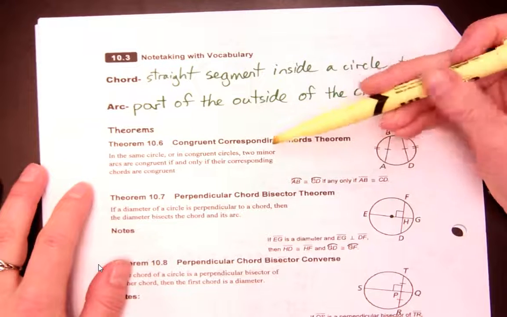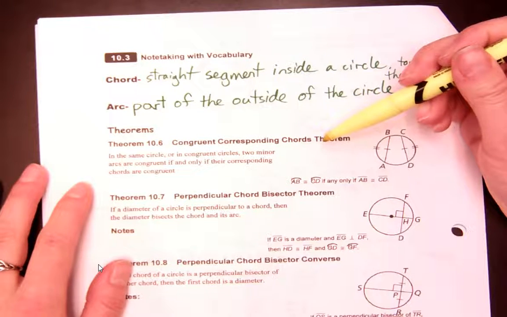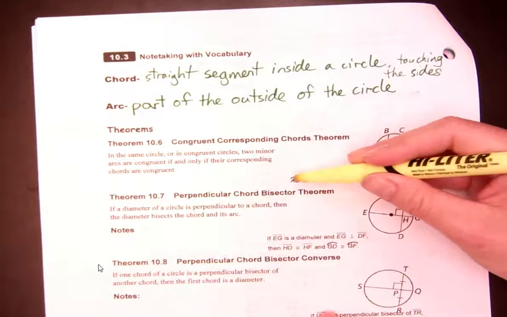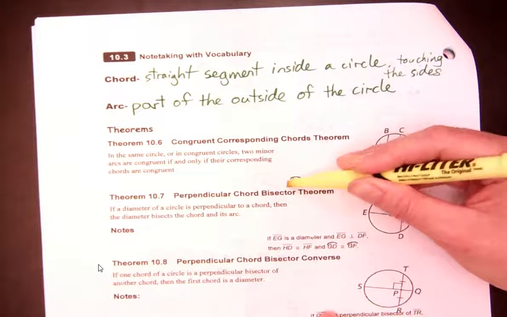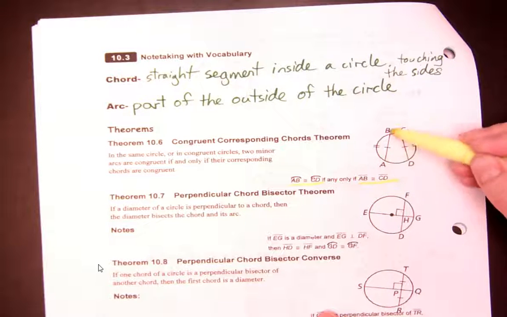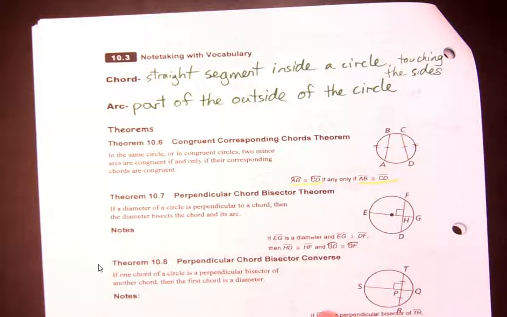So, the congruent corresponding chords theorem just says our basics: if the arcs are the same, the chords are the same. So the diagram just helps you see. If the inside chords are the same, the arcs outside of them are going to be the same.